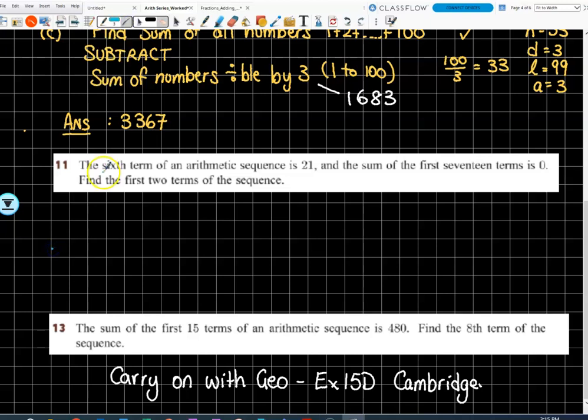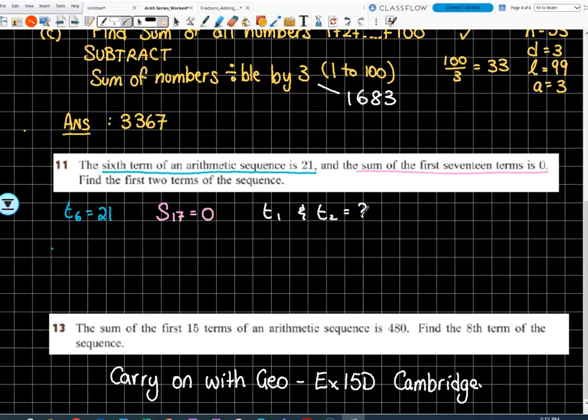The 6th term of an arithmetic sequence is 21. So we're going to say T6 equals 21. Happy with that? Okay. The sum of the first 17 terms is 0. So S17 equals 0. Find the first two terms of the sequence. So we're after T1 and T2. Agreed?